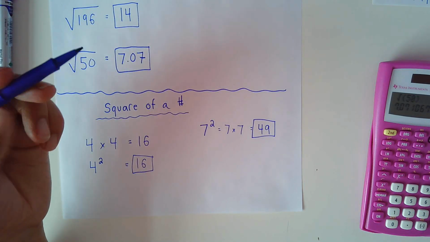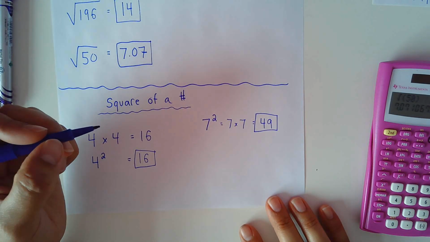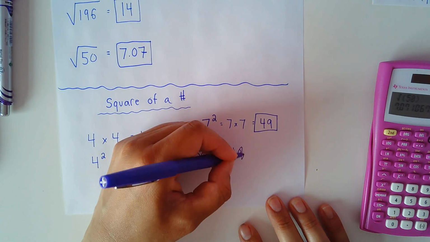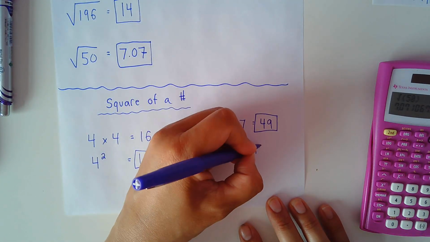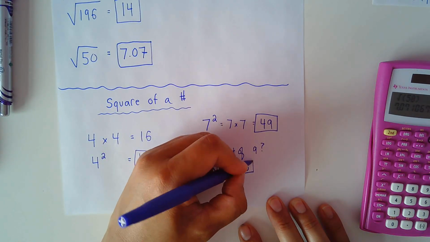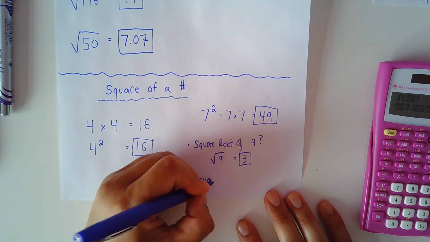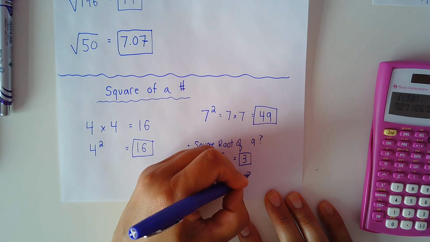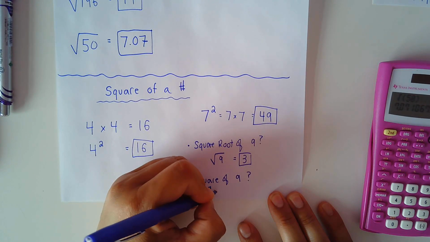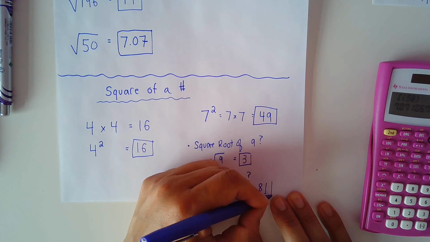One of my favorite examples to do is 9. Okay, so what is the square root of 9? This is a really good quiz question as well. So the square root of 9 is 3. Okay, what is the square of 9? And what that means is what is 9 times 9, or 9 squared, which is 81.